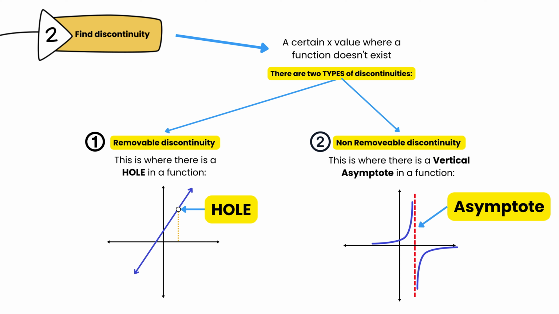The graph can't touch it, and it can't cross over it. So now the big question is, how do we know whether a function has a hole, an asymptote, or neither? Let's look at how to figure that out.